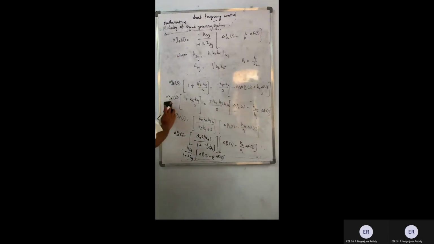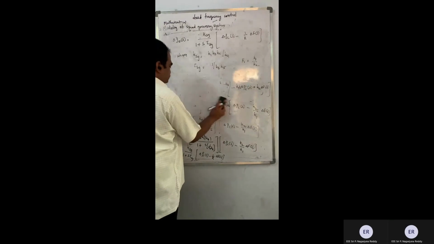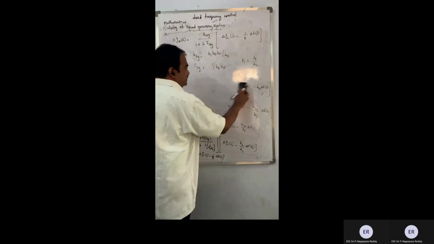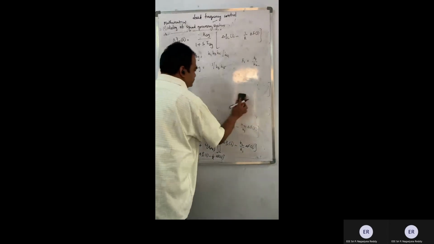Now, how to represent this in a mathematical model? So, this is your mathematical model. This is your mathematical expression, right? This one. Now, converting it into a control system model.